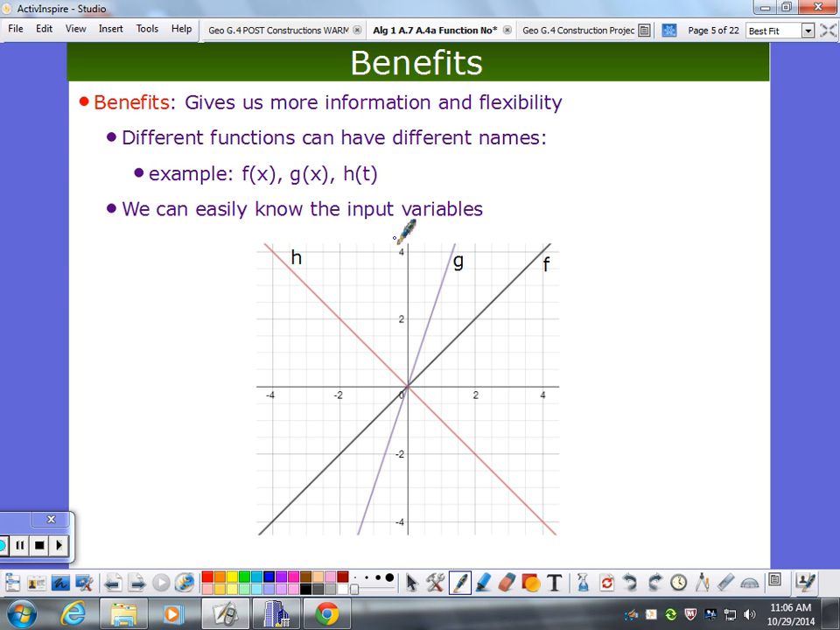Another really good thing about it is it tells me what the input is. This one says you have a function f, its input is x. Look at this one. Some function called h has an input of t. So that's a graph that, this is t, and this is h of t. So it's another way of saying inputs and outputs. Okay? That's all it is.